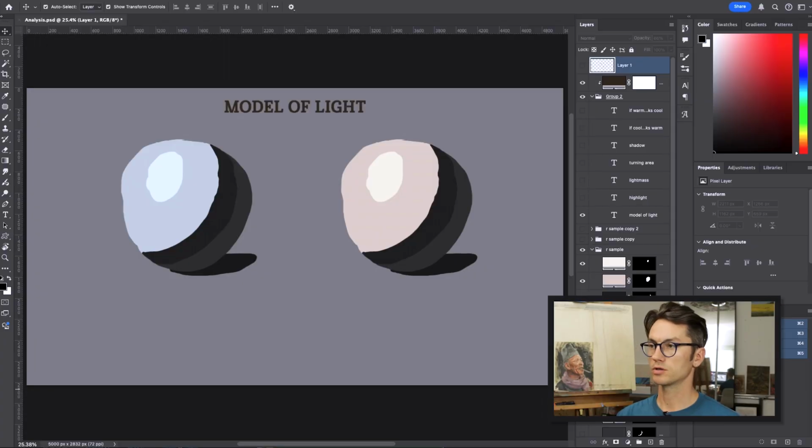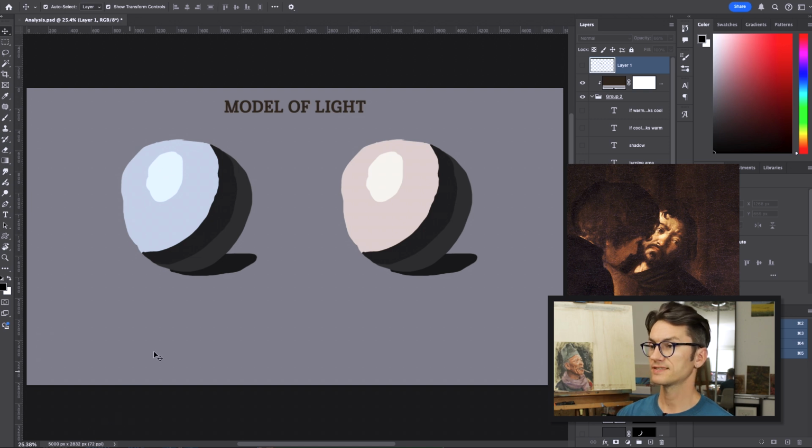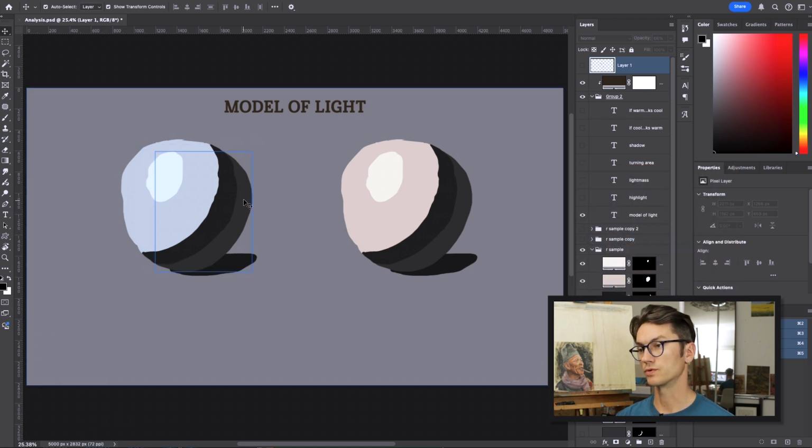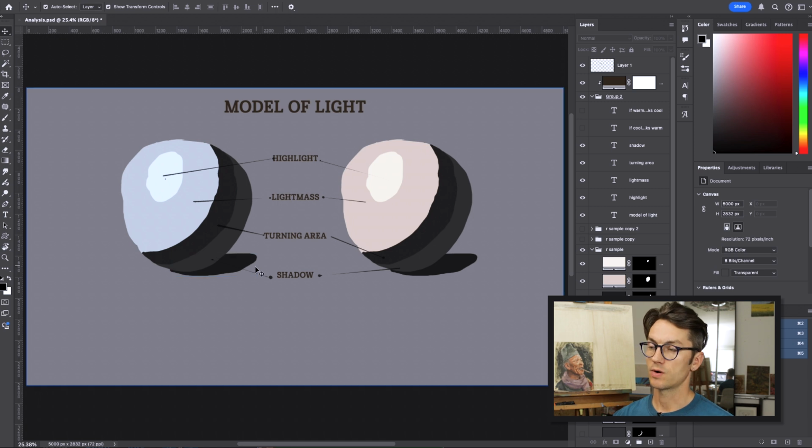We have here a model of light. This classical model of light was already used by Caravaggio. Maybe he even introduced it. The subject is divided into 4 zones. These zones are the highlight, the light mass, the turning area, and the shadow. And the cast shadow I'm not mentioning because it plays also a role, but it's not about that.